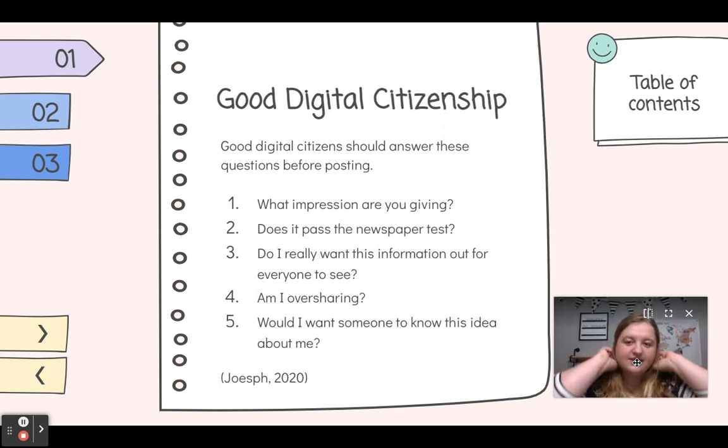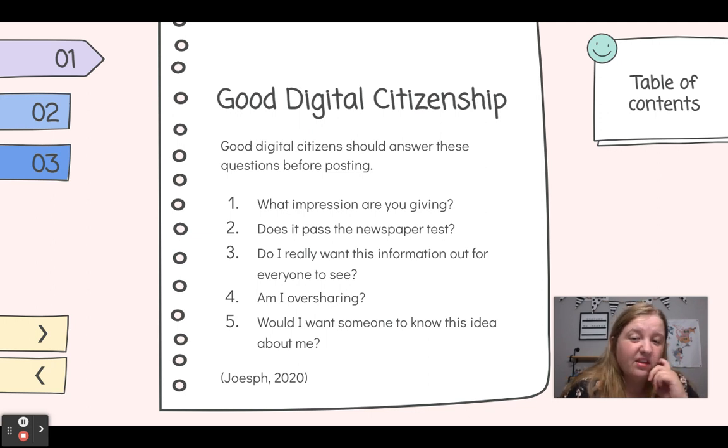Good digital citizenship. Good digital citizens should ask themselves these questions before they post something or do something online. The first one, and I ask myself these questions all the time: before you post something, what impression are you giving? Is the thing that you're posting giving the impression that you want?